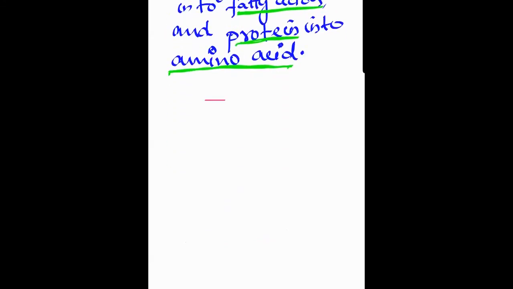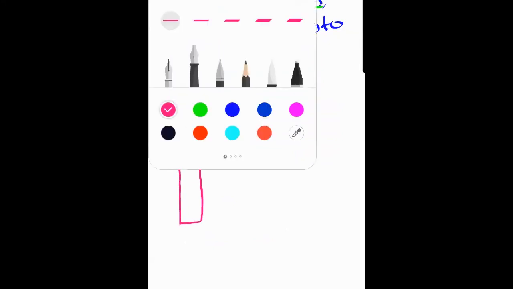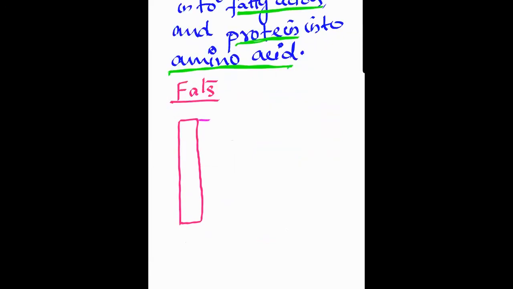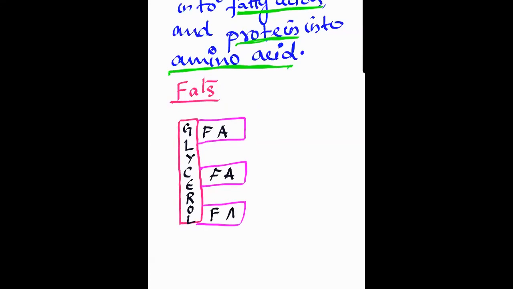You see clearly that fats are made up of components. The first component is glycerol, and then the second, third, and fourth components. I'll write the name. This is glycerol. Here is fatty acid. FA is fatty acid. Fatty acid. This is fats.